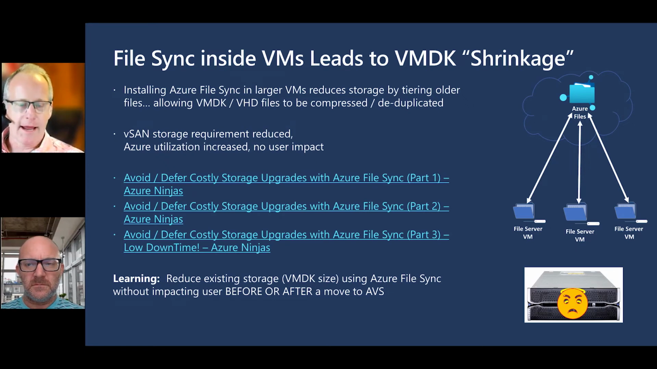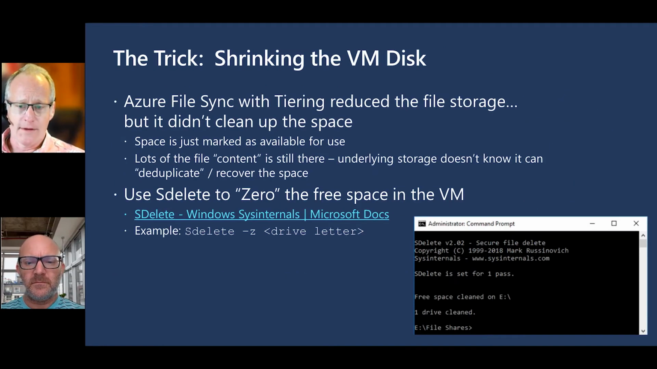Trevor and I collaborated last year on a couple of blog posts, and we'll share these slides with you on how to actually run through this with Hyper-V or VMware-based VMs. The secret sauce here is once you've moved the data up to Azure and enabled tiering so it doesn't need to be local, running a PowerShell command to tier the data, get it off the file server itself, and then zeroing out the data.